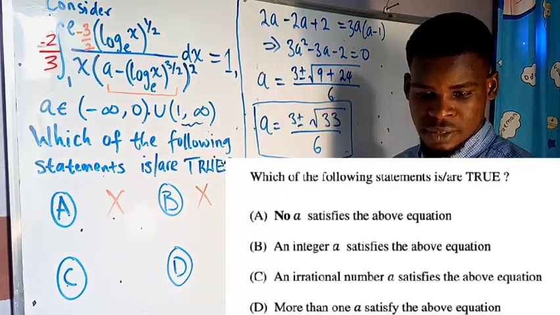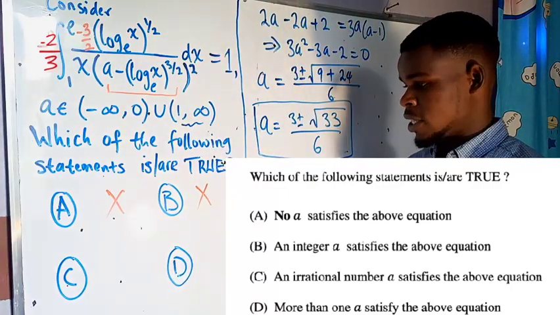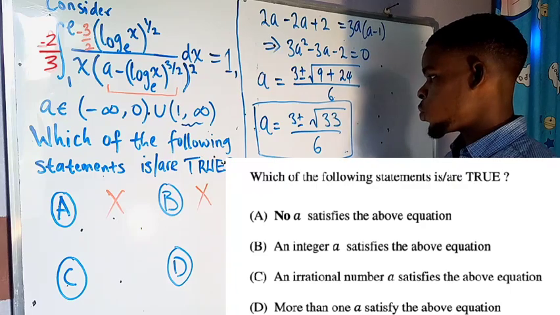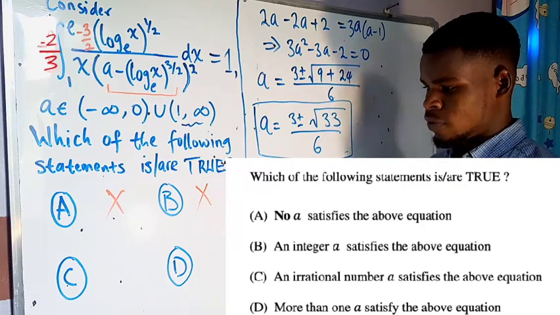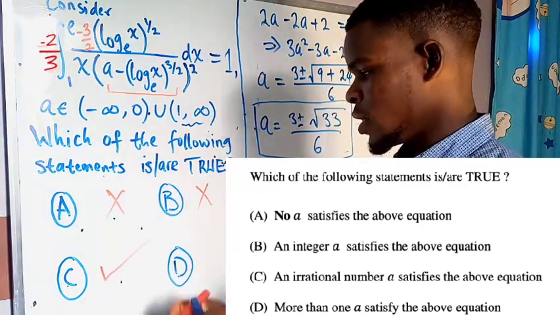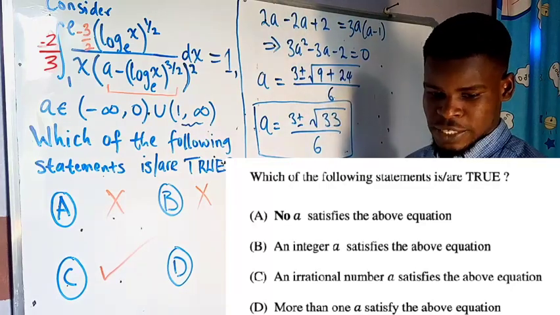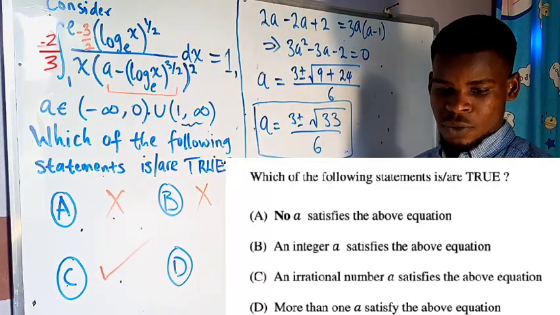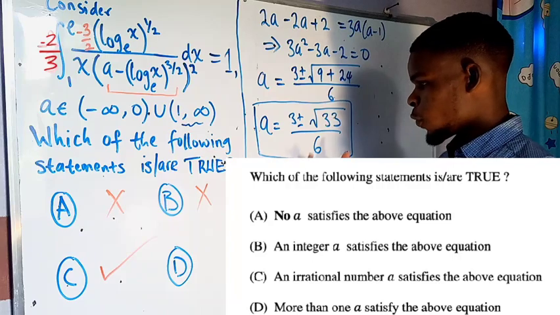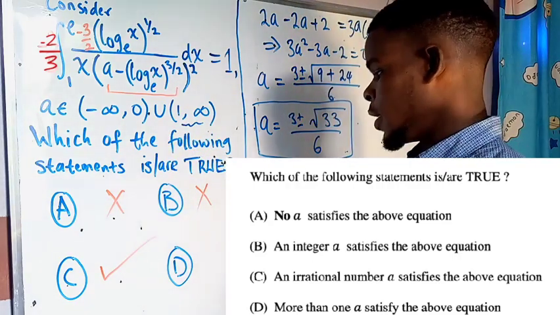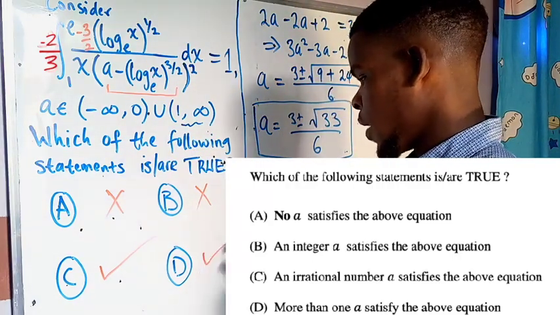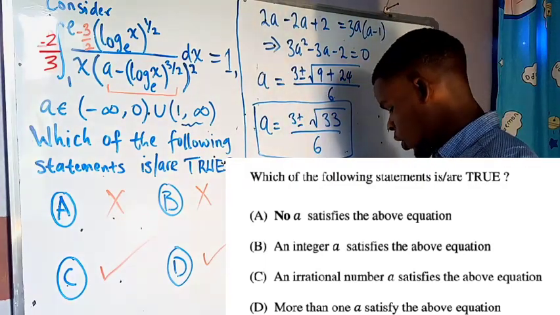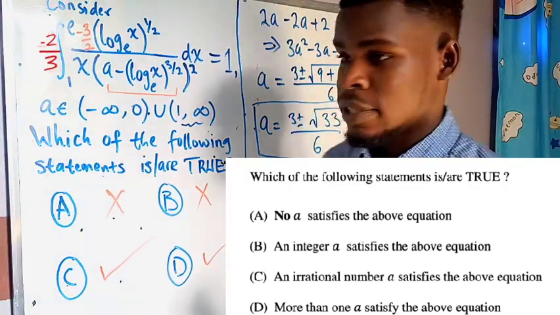So let's see what C tells us. C tells us that an irrational number satisfies that equation. Well, this is true. This right here is an irrational number. In fact, both of them are irrational numbers. So at least there exists an irrational number a that satisfies that equation. D says more than one value of a satisfies the equation. Of course, the two values of a lie in this interval, so they both satisfy the equation. So the only two correct options we have there are C and D.